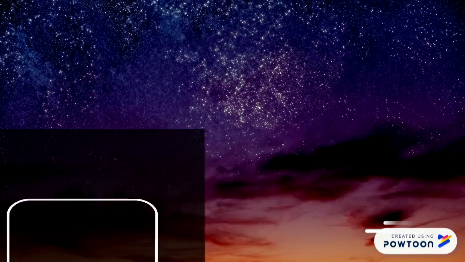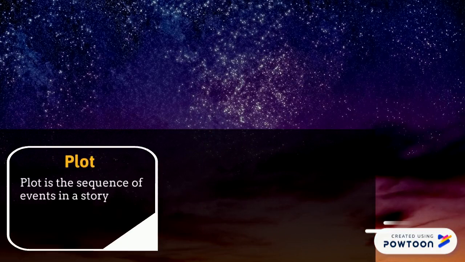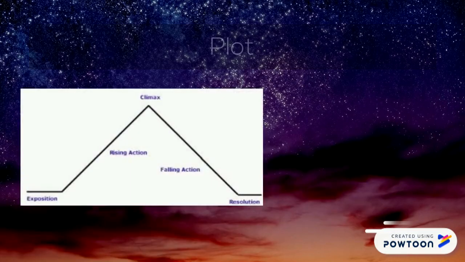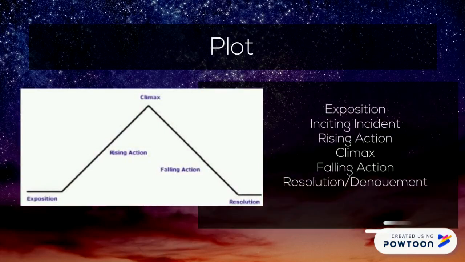The third characteristic of all short stories is plot. Plot is defined as the sequence of events in a story. All stories follow a specific pattern of events. Before I explain each plot part individually, here's the order of events. First is the exposition, then the inciting incident, next is rising action and the climax, then falling action, and lastly, the resolution or denouement.